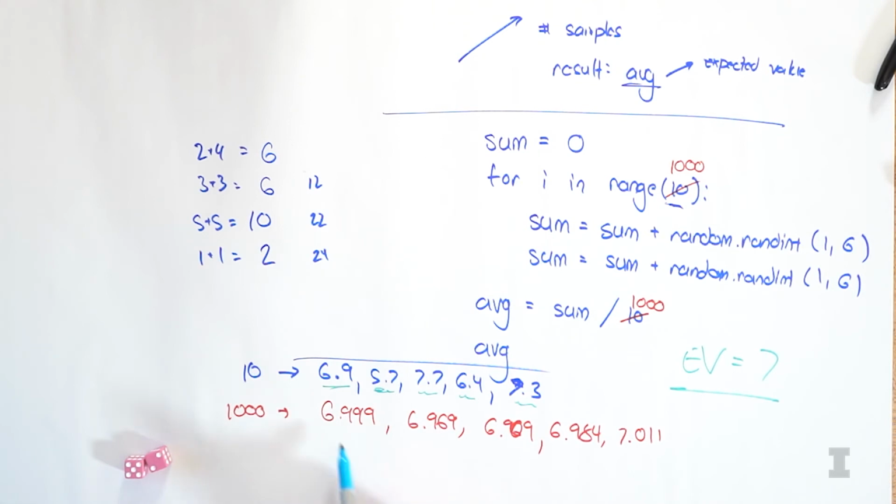But here, 6.999? We're extremely close to 7 for all of them. Wow. So here we were off by only 0.001. Here we were off by 0.031. Here we're off by 0.09. Here we're off by only 0.016. Here we're off by only 0.011. So we were off by like 0.01.